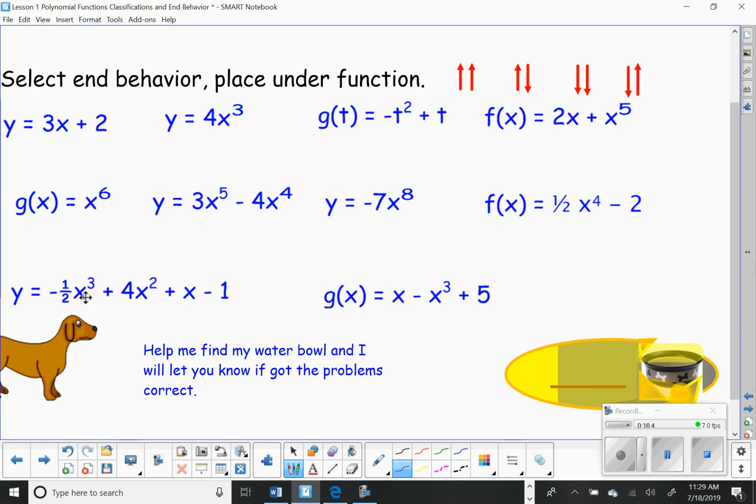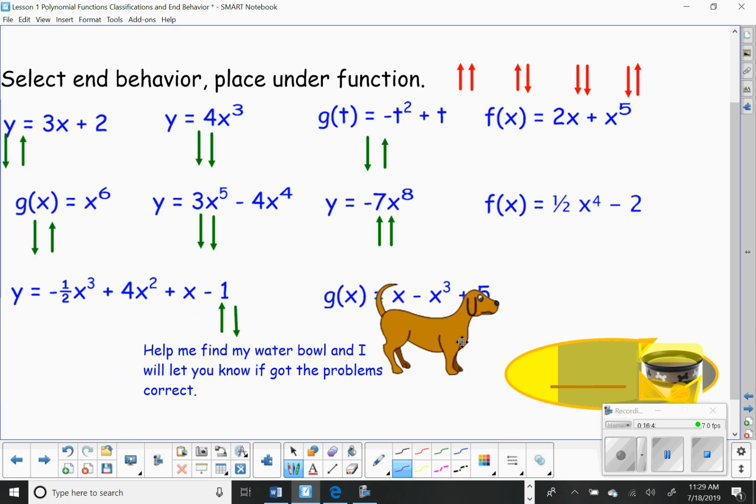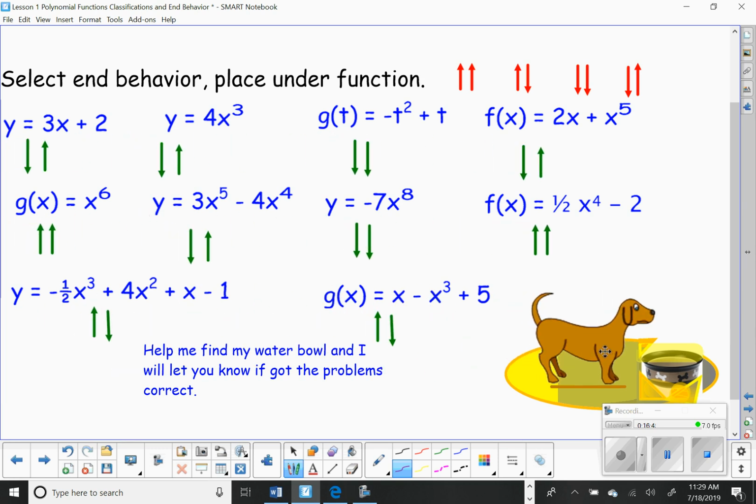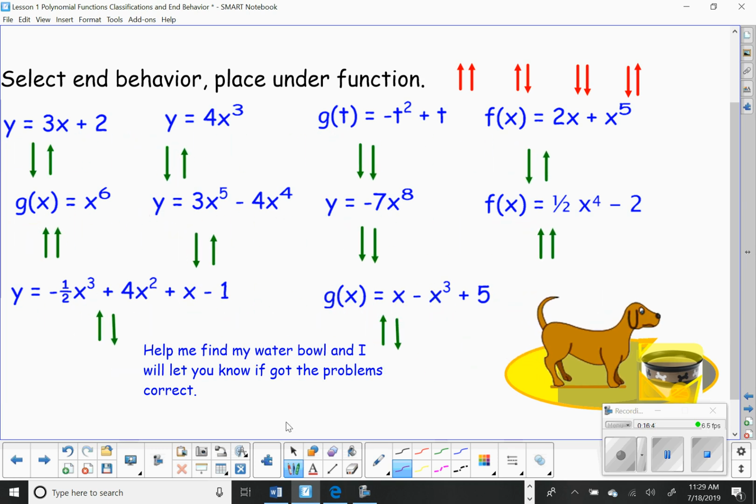Okay, did you try it? Well, check your answers. We're going to put the puppy dog next to his water bowl and check, and make sure that you have the correct answers. On a couple of these, like right here, notice you had to move the negative x cubed plus x plus 5. You had to put it in standard form.